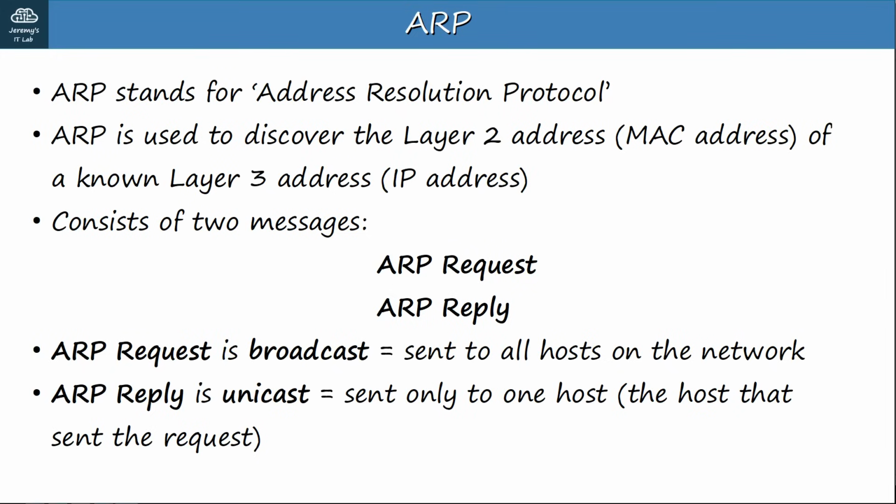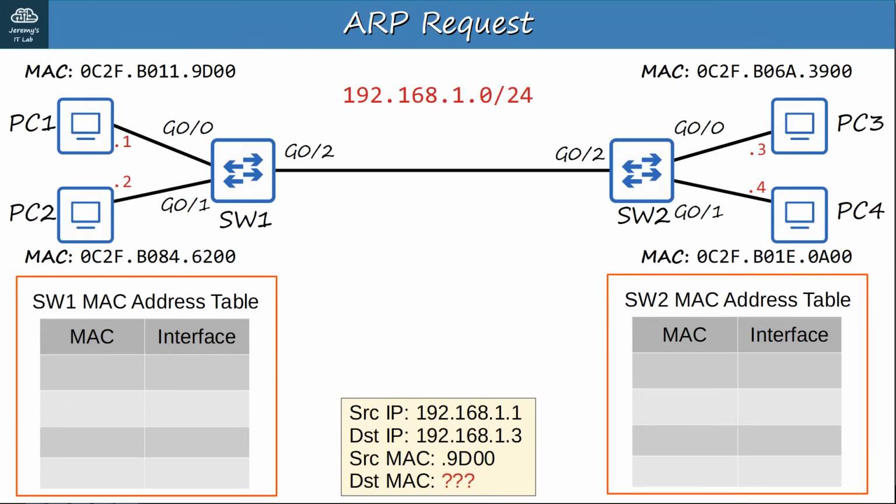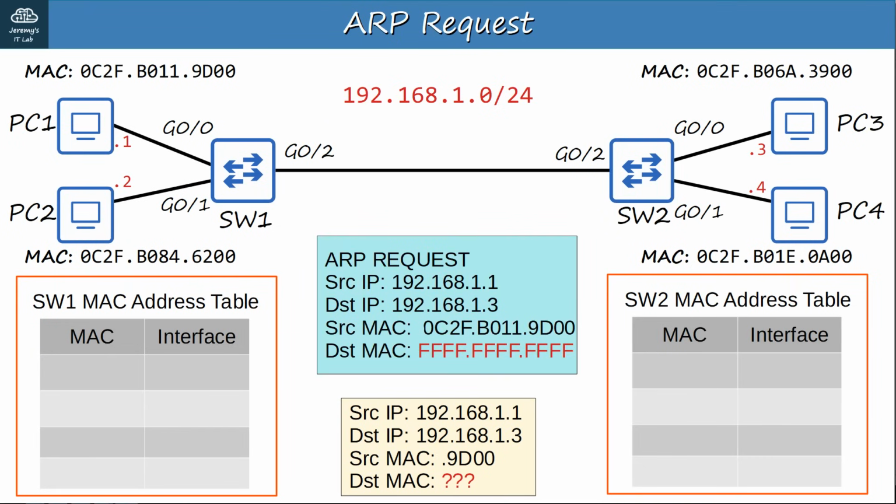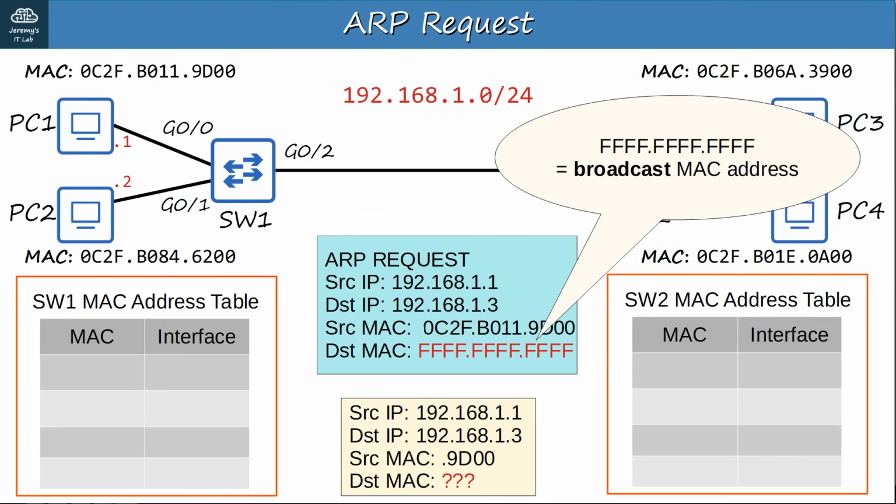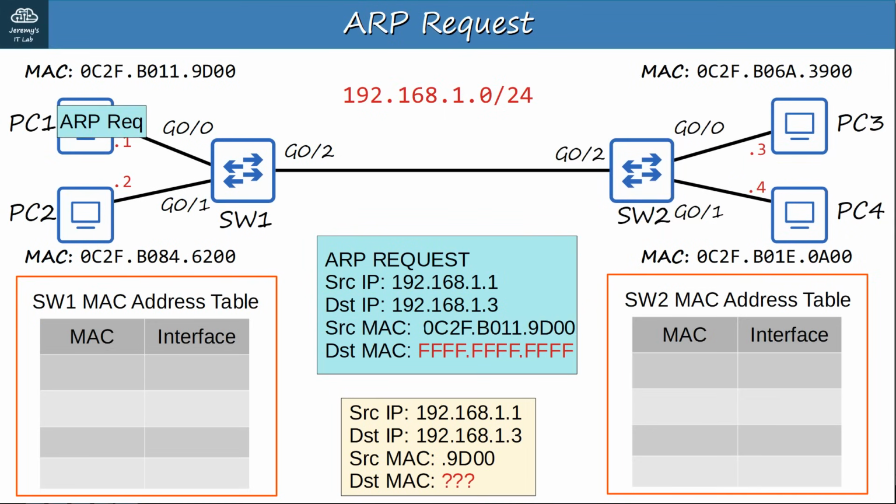Let's take a look at how this works on our network. Here at the bottom is the original frame that PC1 wants to send to PC3. But first, it has to send this frame. This is an ARP request frame. The source and destination IP addresses, as well as the source MAC address, are the same. However, look at the destination MAC address. FFFF.FFFF.FFFF is the broadcast MAC address. This is the destination MAC address used when a device wants to send Ethernet frames to all other devices on the local network. So, PC1 has prepared the ARP request to be sent.